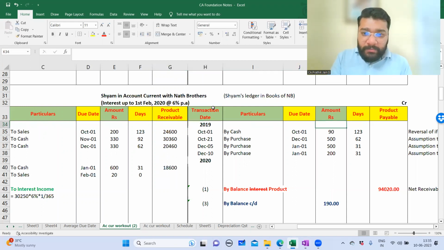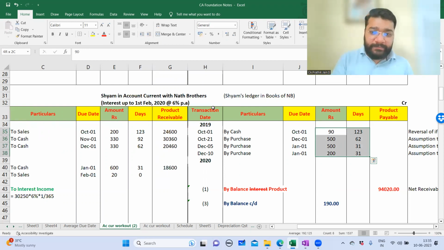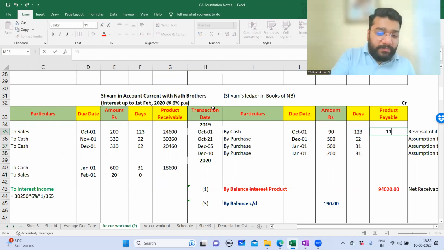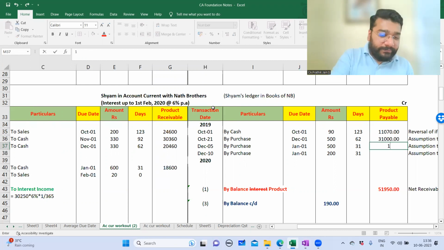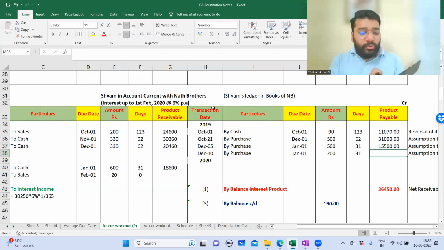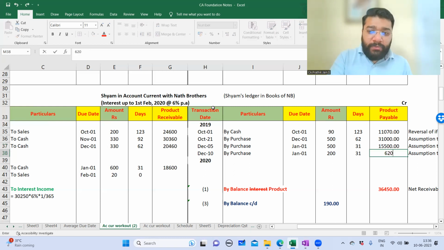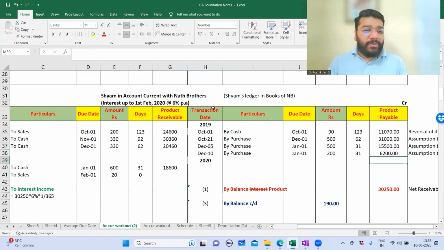Now people, please multiply this. So here it is 90 into 123 M plus, 11,070. Okay. Then 500 into 62 M plus. Very good. 31,000. 500 into 31 M plus. Then 200 into 31 M plus. Then what am I supposed to do? MRC. So what is the total now?